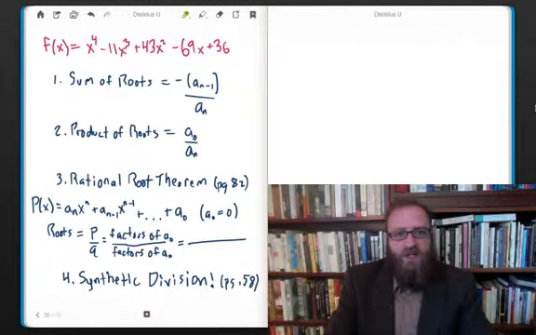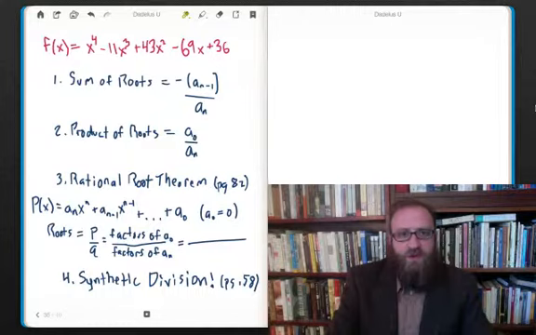So today, in short, we're going to take a look at a number of different ways of figuring out this equation, what it looks like, what its roots are. We're going to look at the sum of the roots, the product of the roots, the rational root theorem, and then finally we will do some synthetic division. So first of all, we should have a general picture of this curve in our minds. It's a fourth degree equation, so it's an even degree equation.